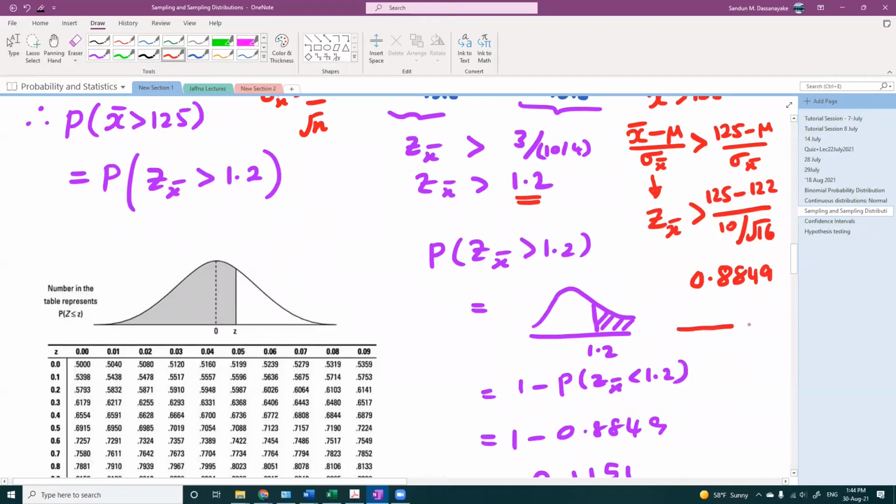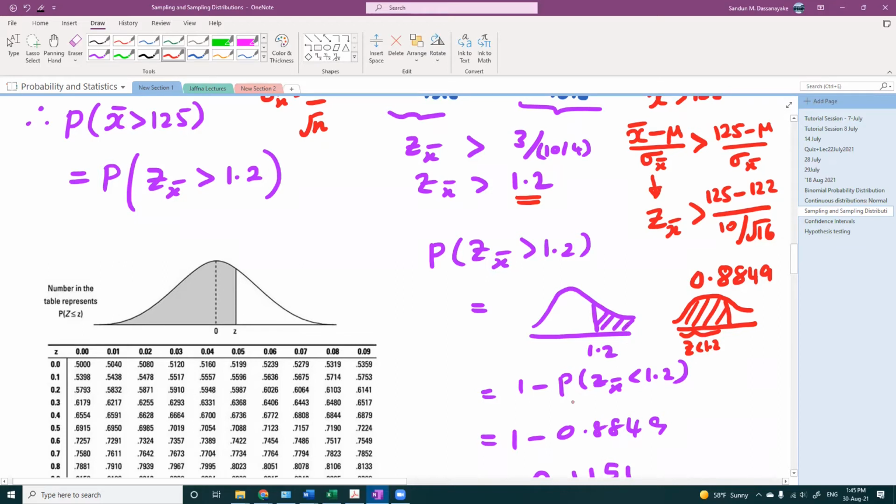0.8849 is for the area under the curve less than 1.2. So this part is z less than 1.2. This is the area you get. However, what you need to find is z greater than 1.2. This is what you want to find. You know the area under the curve here, but you need to find z greater than 1.2.